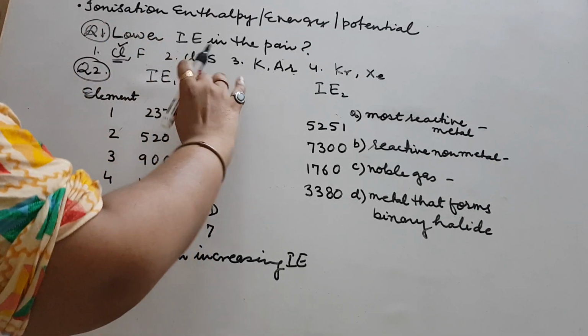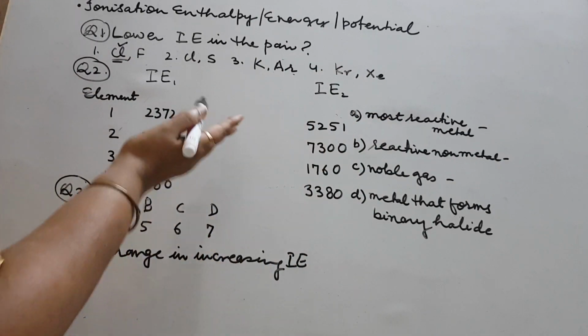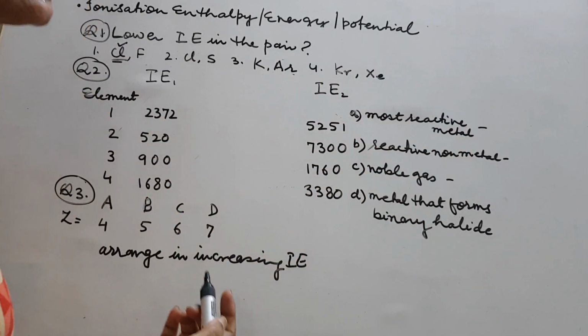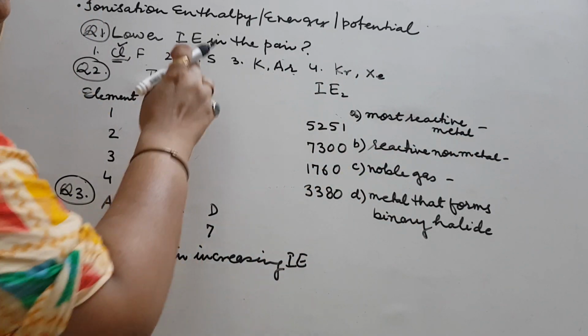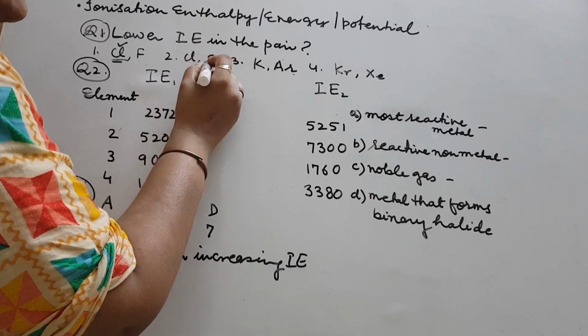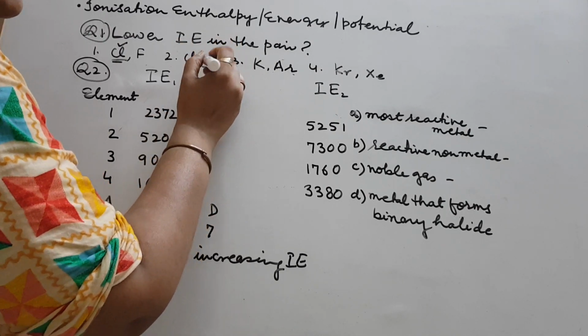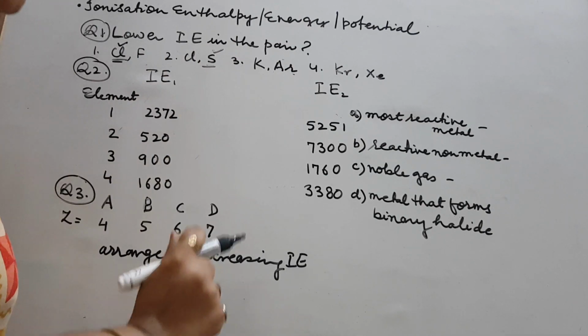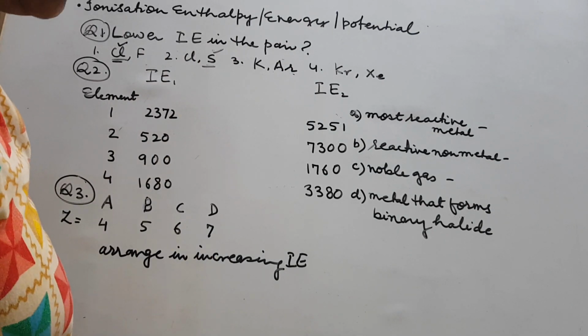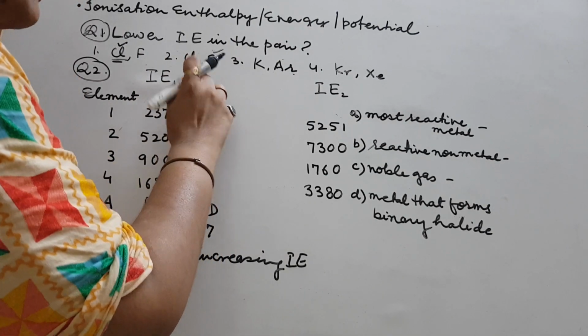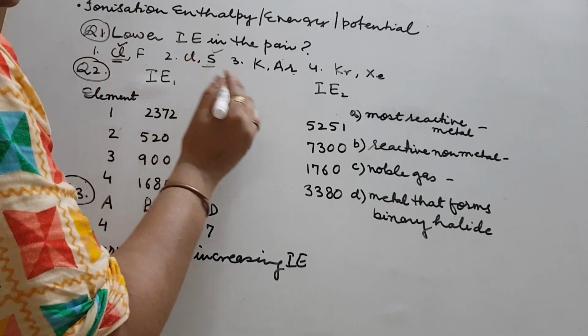Out of chlorine and sulfur, they belong to same period. So chlorine is towards right side, means smaller in size. Hence, sulfur will have lower IE value, right? Because chlorine is smaller in size, force of attraction will be greater, difficult to pull out electron. Hence, sulfur will have lower. They are asking us lower, not higher.